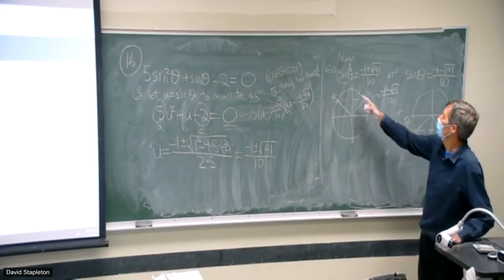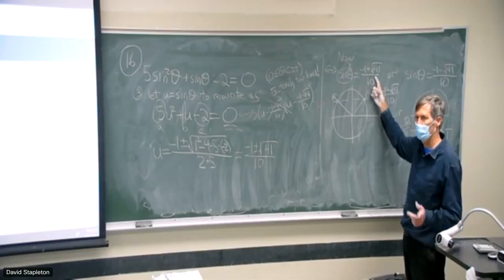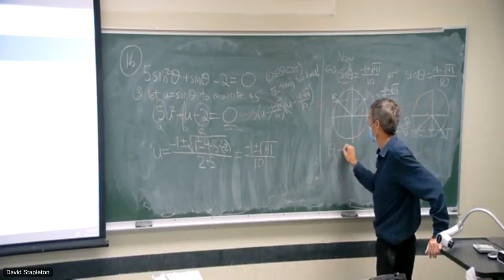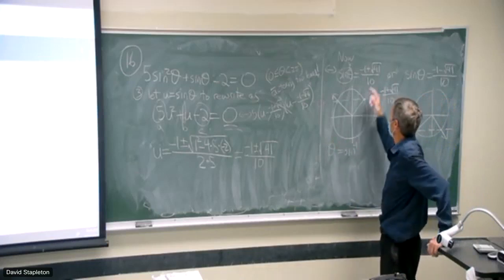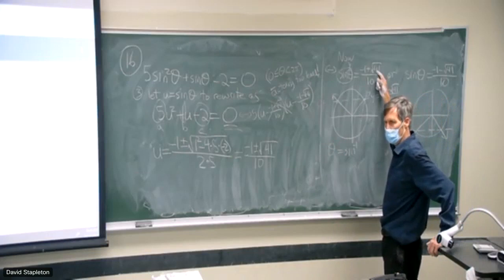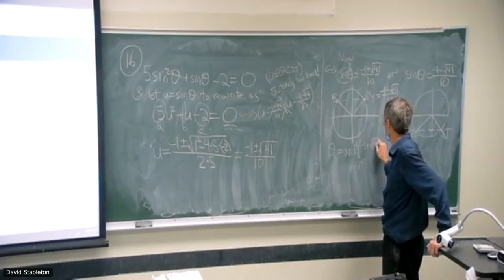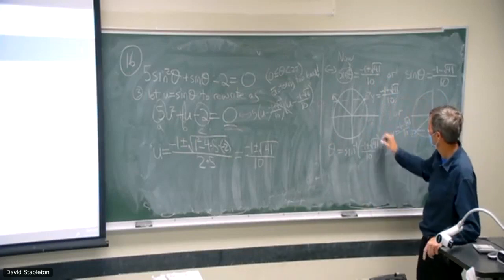Sine theta equals this number. One solution is always theta equals arc sine of this number, the inverse sine. If the calculator gives me an error, that means this number was bigger than 1 or less than minus 1, and there's no solution. So it's arc sine of (minus 1 plus square root 41) over 10. That's one solution. So what's the other solution? That's this one here.